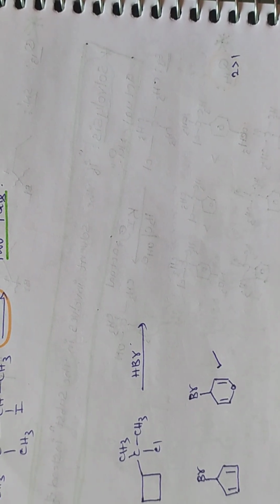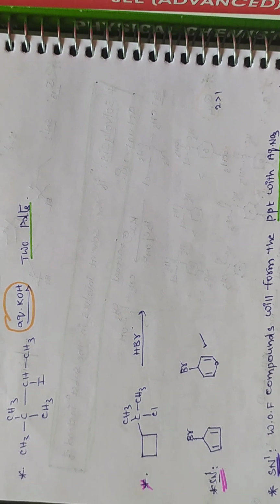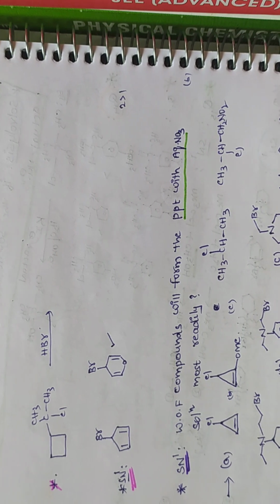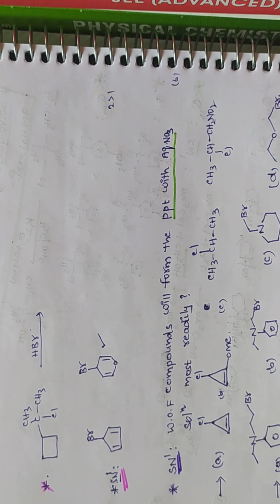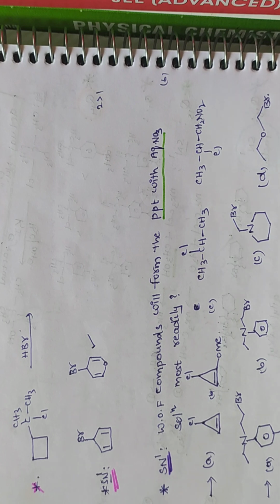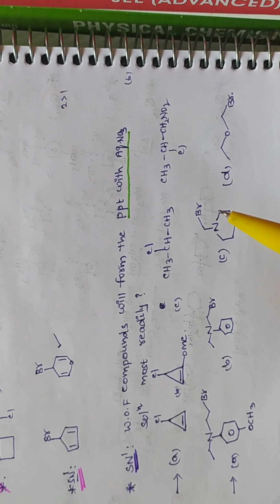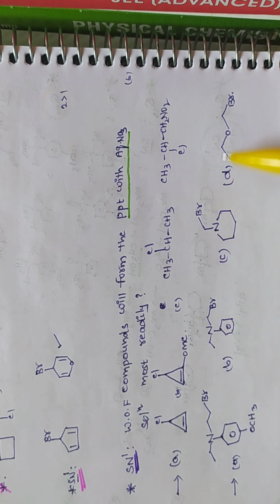Next, solve these questions. Which is more favorable for SN1 reaction? Next, which forms a precipitate with AgNO3 easily? All these are previous year questions. Among these two, which is highest? Next, among these two, which is highest? Next, among these four, which one is the highest?